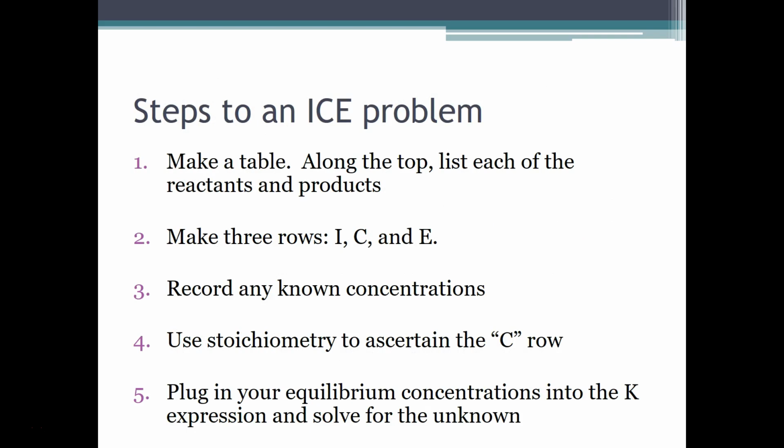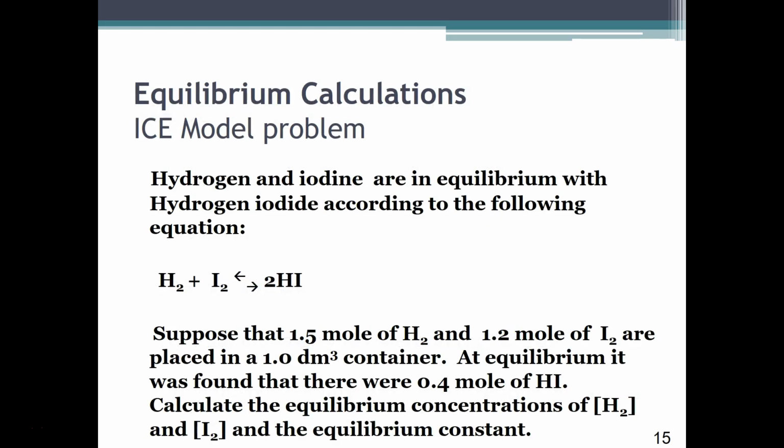So when we do ICE problems, the first thing we do is make a table. Along the top of the table, we'll list each of the reactants and products with their stoichiometric coefficients. We'll then make 3 rows, I, C, and E. We'll record any known concentrations, that is, concentrations that the problem gives us, or ones that we can infer using our chemical intuition. We'll then use stoichiometry to ascertain the C row, and plug in our equilibrium concentrations that we find by doing that into the K expression and solve for the unknown. So let's look at an example.